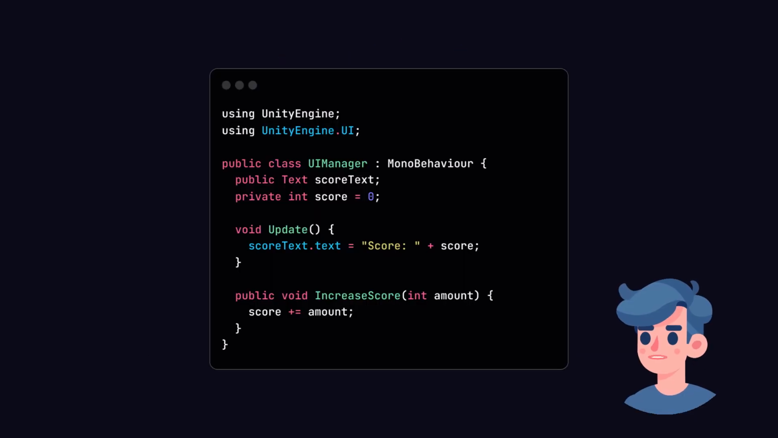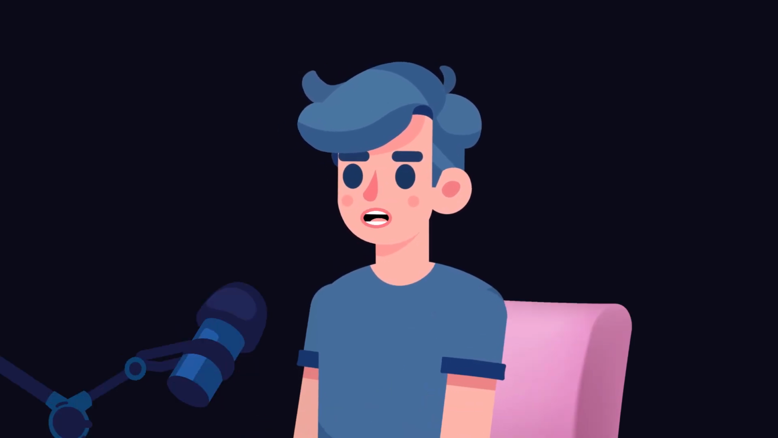Create a text element to show the player's score and set its properties as needed to ensure it is visible during gameplay. For this, create another script named UI Manager to manage UI elements. This UI Manager script will update the displayed score in your game. You can increase the score through events such as defeating an enemy.